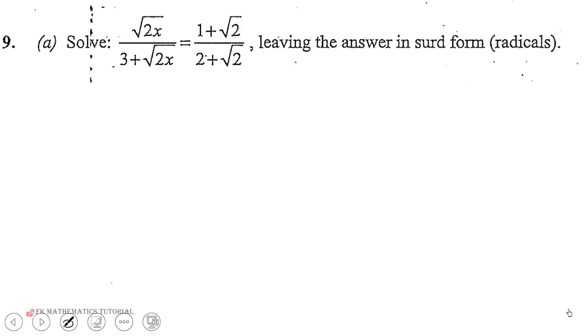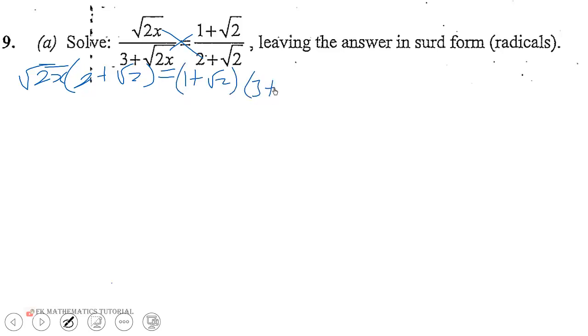So we have to solve this equation, leaving the answer in radical form. So we cross multiply. This will multiply this, and this will multiply this. So that will give us square root of 2x into bracket 2 plus root 2 is equal to 1 plus root 2 times 3 plus root 2x.